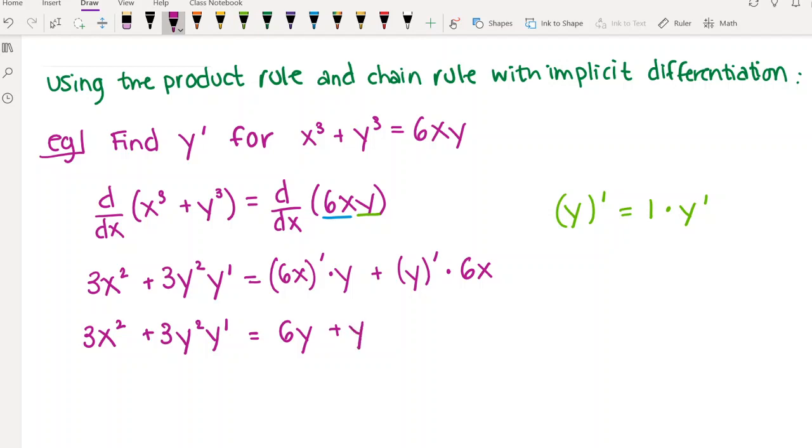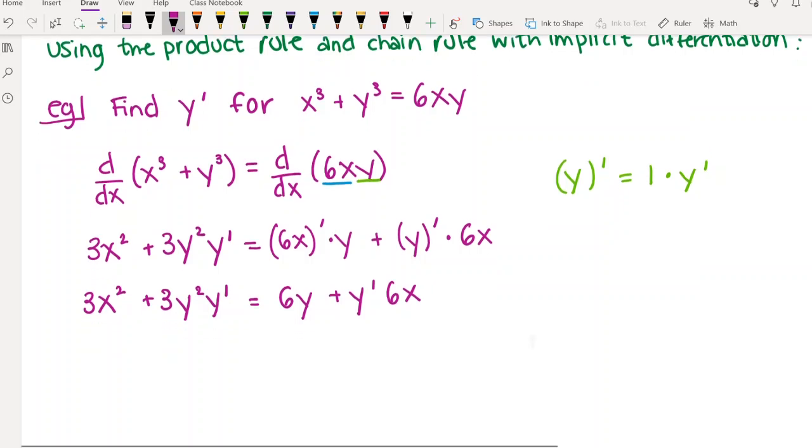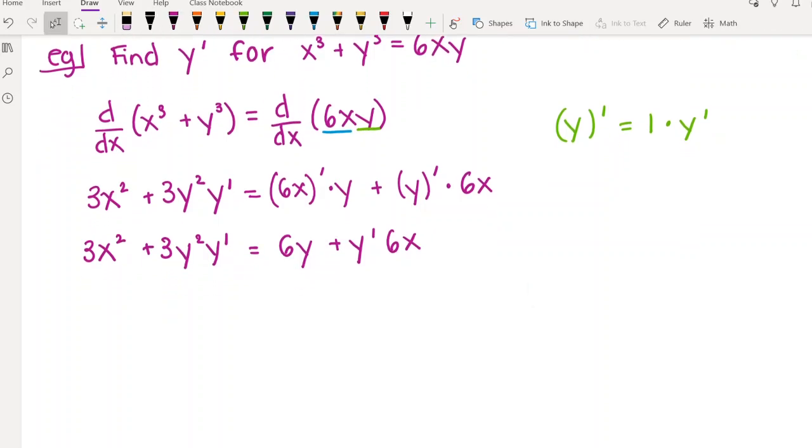So we get y prime times 6x. It's really just using the chain rule normally and keeping track of when you are and are not taking the derivative of y, and only multiplying by y prime in the exact moment where you're taking the derivative of the part that involves y. Okay, so what do we have here? We have 3x squared plus 3y squared times y prime.